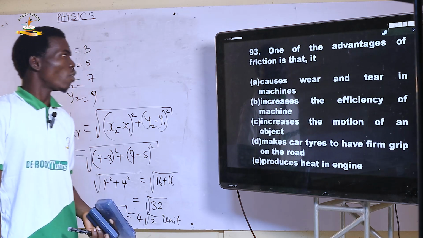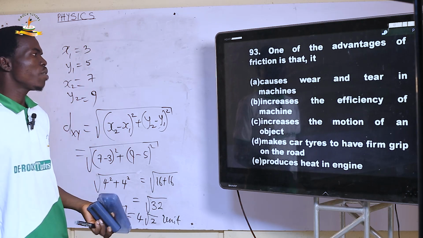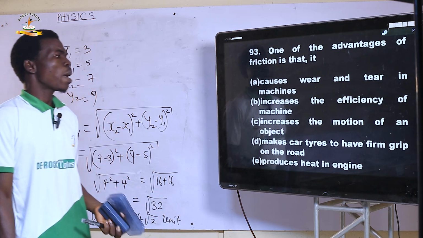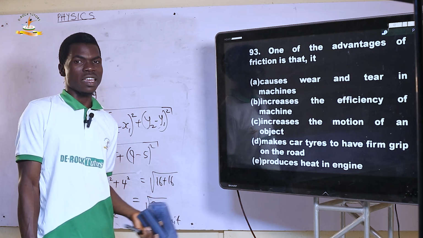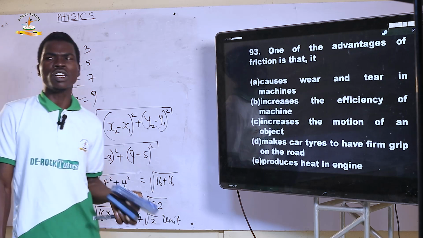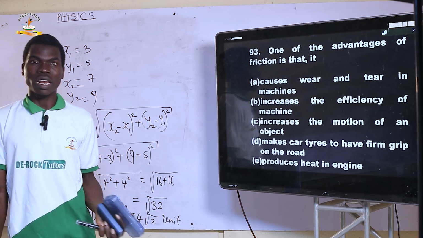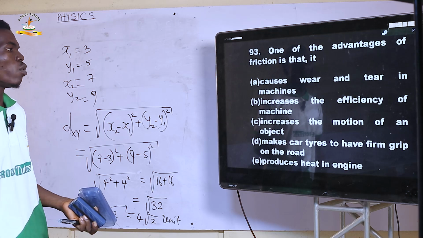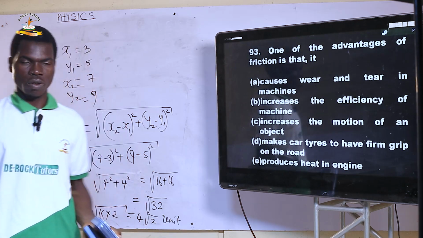Question 93. One of the advantages of friction is that it A. causes wear and tear in machines, B. increases the efficiency of machine, C. increases the motion of an object, D. makes car tires to have firm grip on the road, E. produces heat in engine. It is that it makes car tires to have firm grip on the road. If not because of friction, we wouldn't even be able to walk as human beings, talk less of cars. So it is because of friction that car tires are able to firmly grip the road. D is the correct option for question 93.